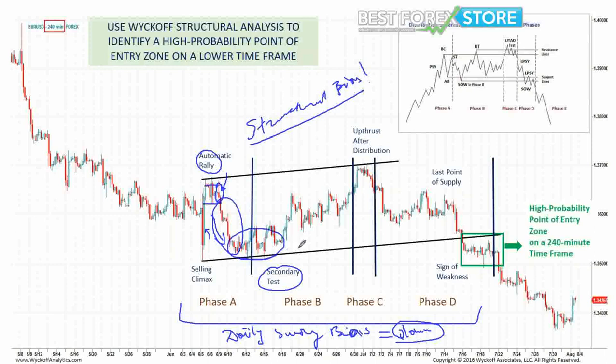Then here, as we're starting to go up, what's the daily swing bias? Still down. Still down, but what's the structural bias? Up. Up, yeah. So we have this mix, right? Structural is up because we experienced a secondary test in B, and we are waiting for the test of the automatic rally, and yet the daily swing is down. So here you could have a different sizing. You could have half the size of the position in the opposite direction of the daily swing bias.